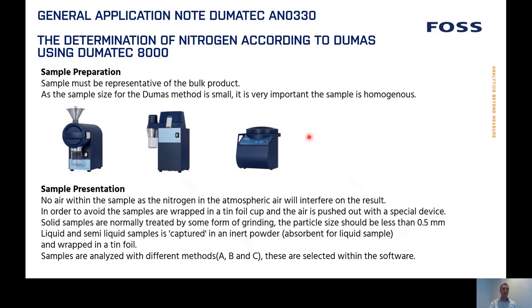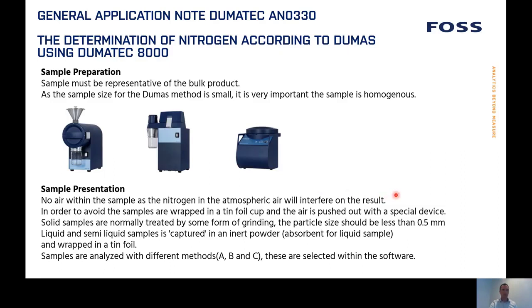An important thing for the Dumas method is that the sample needs to be representative of the bulk. The sample size for the Dumas is very small, so it's important that the sample is homogeneous, and also that there's no atmospheric air in the sample, because this will interfere with the results, as atmospheric air contains nitrogen.